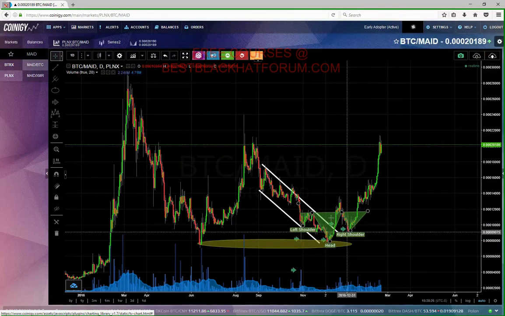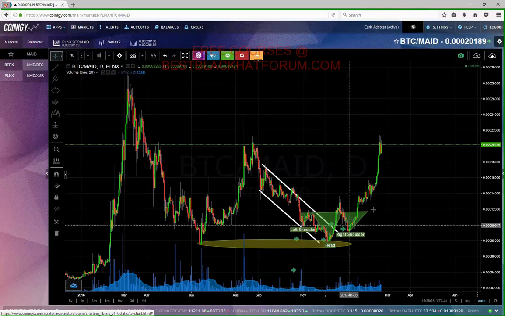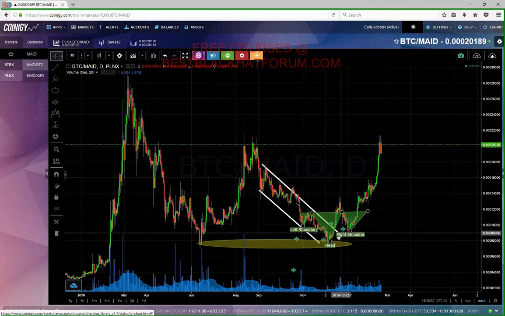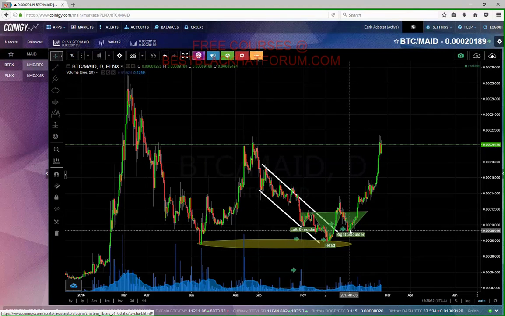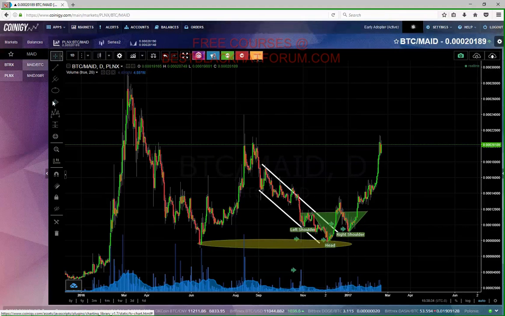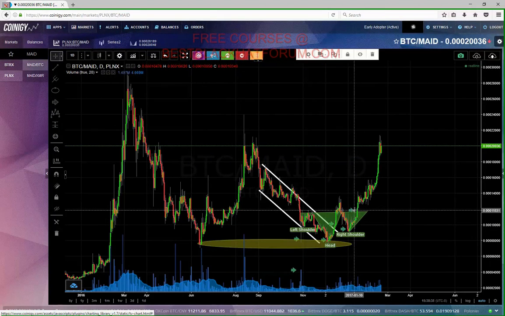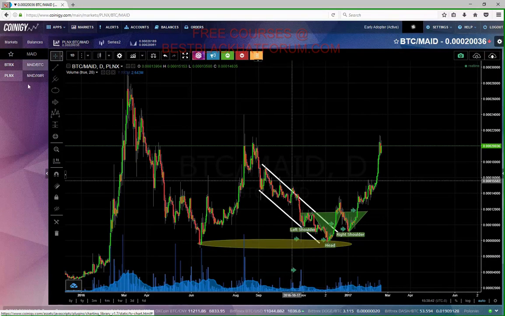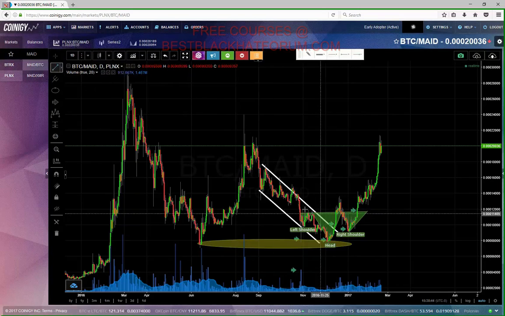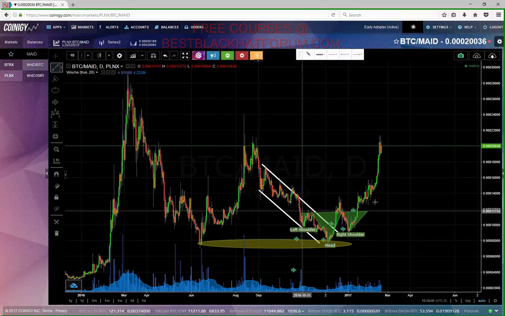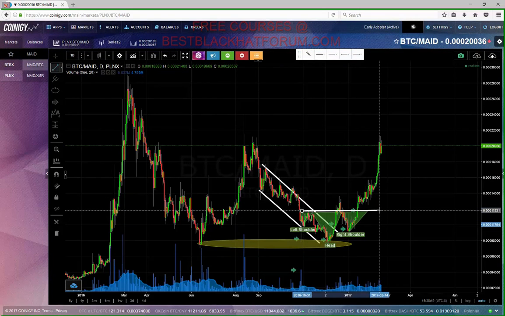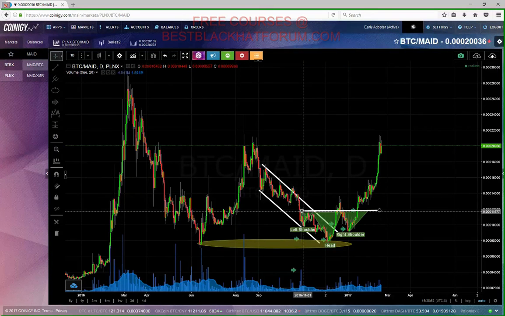So the reason why an inverse head and shoulders works is because it generally shows the first high or low. And so the last step in confirmation, full confirmation, is the breakout of this neckline here on the head and shoulders, right? So you could have multiple entries on this if you wanted to.